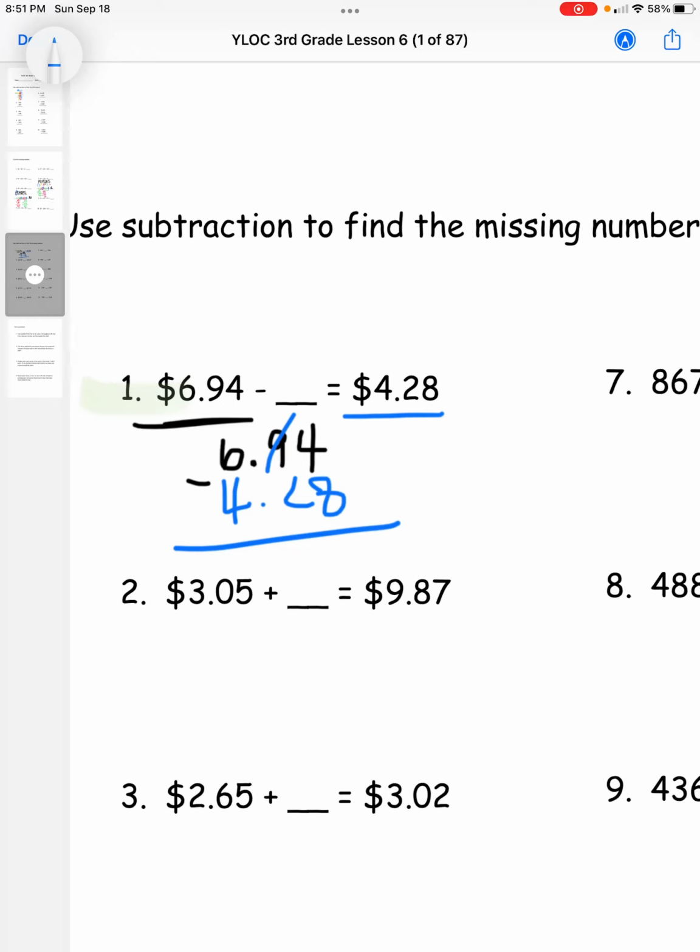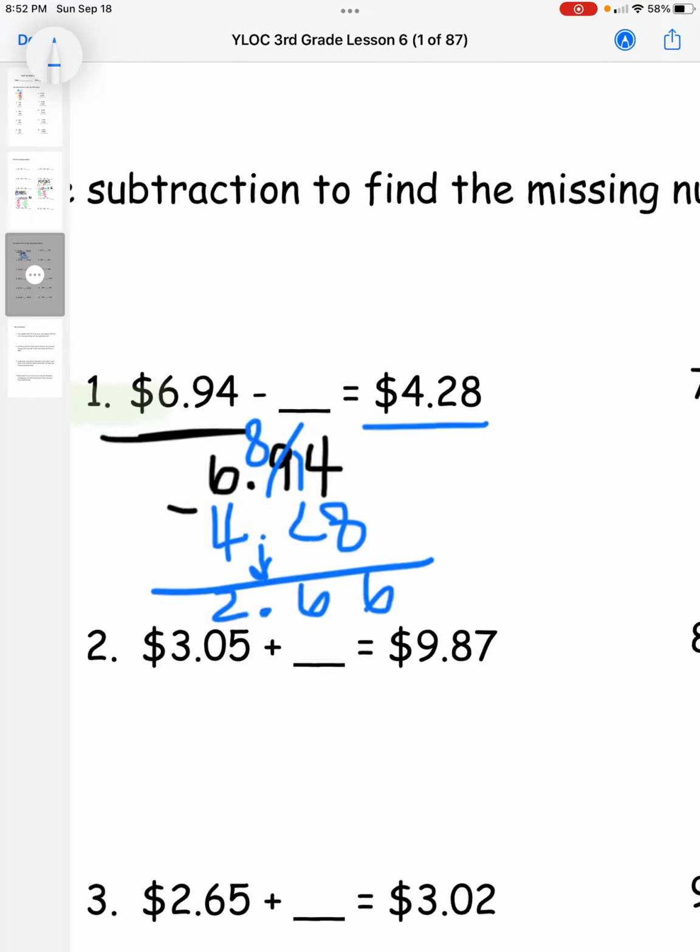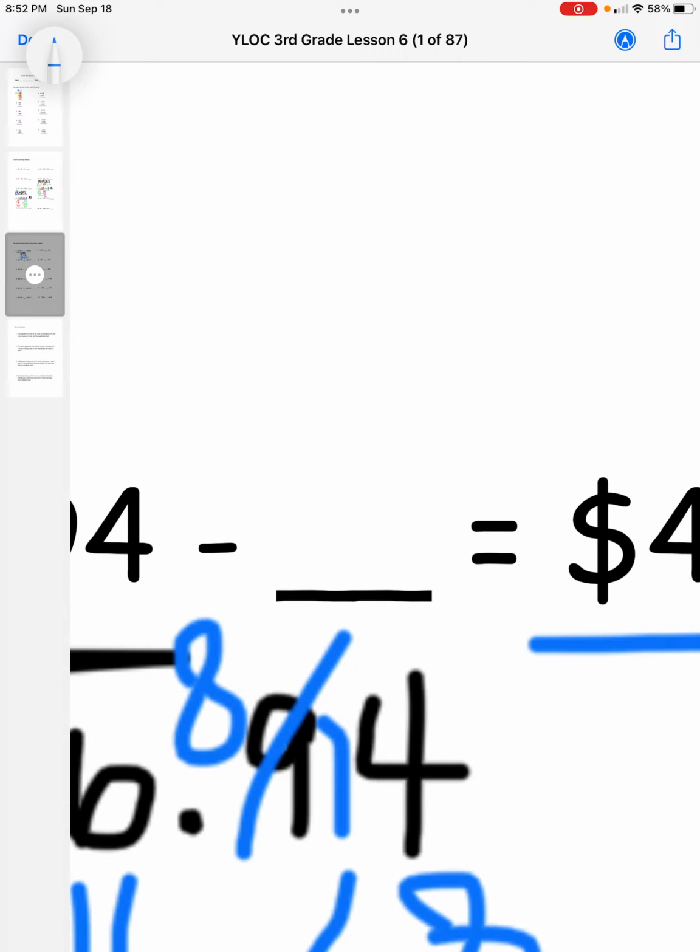Pretend the decimals aren't here, so we can add them later. This would be like the hundredths, the tenths, and the ones. Take a 10 from the tenths, you get 8, add it to the ones, you get a 14. 14 minus 8 equals 6. 8 minus 2 equals 6. Drop down the decimal point now. Then 6 minus 4 equals 2. So for the answer, you get $2.66.